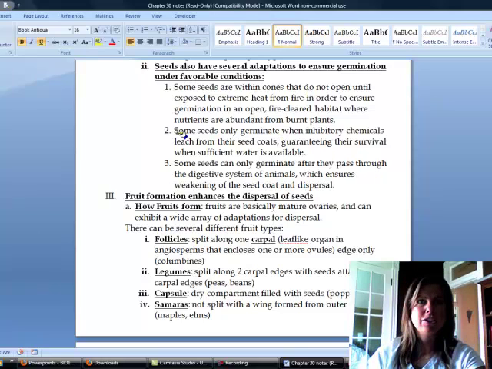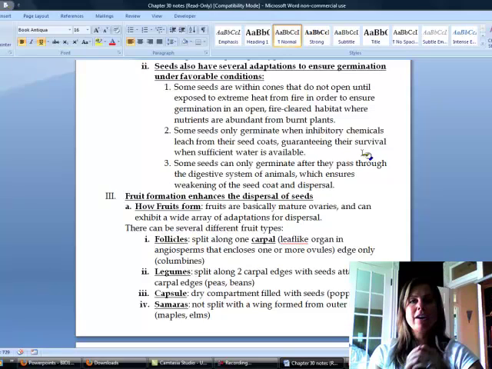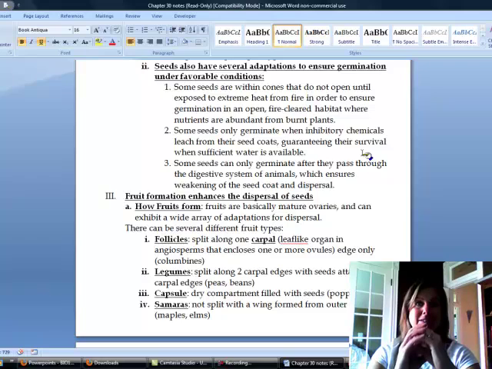You're going to have some that are going to only germinate when they've leached out inhibitory chemicals. Now what I'm talking about there is there are going to be seeds, and in their seed coat they're going to have chemicals in there that are going to act as an herbicide. So when that seed gets exposed to enough water, it's going to leach those chemicals out into the soil and kill all the plants around it, so then it can start growing without competition.